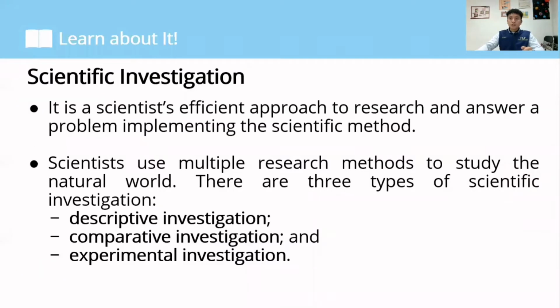Right. Let's define what a scientific investigation is. It is a scientist's efficient approach to research and answer a problem, implementing the scientific method. That is scientific investigation. Scientists use multiple research methods to study the natural world. And there are three types of scientific investigations. We have number one, descriptive, number two, comparative, and number three, experimental.